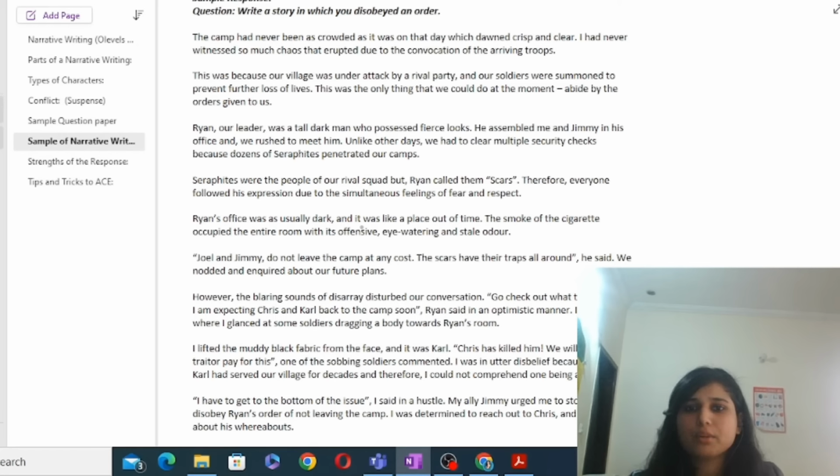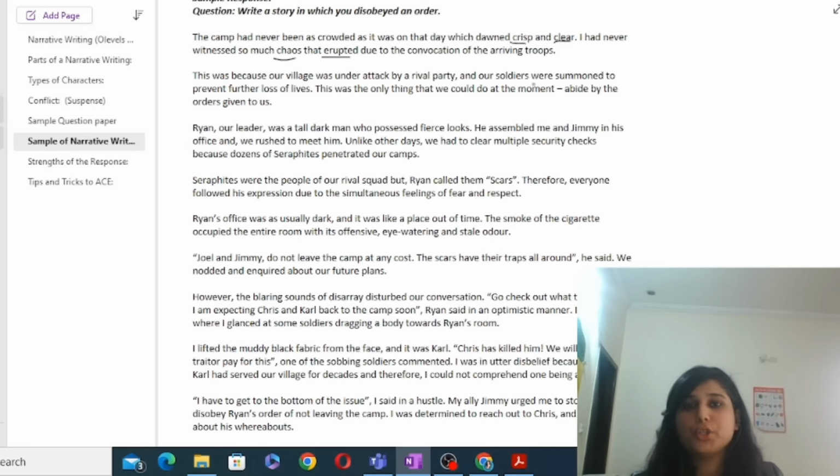The camp had never been as crowded as it was on that day, which dawned crisp and clear. I had never witnessed so much chaos that erupted due to the convocation of the arriving troops. Oh my God, look at the vocabulary. Chaos, erupted, crisp and clear.